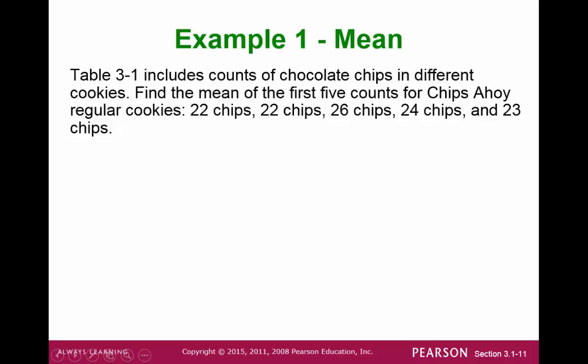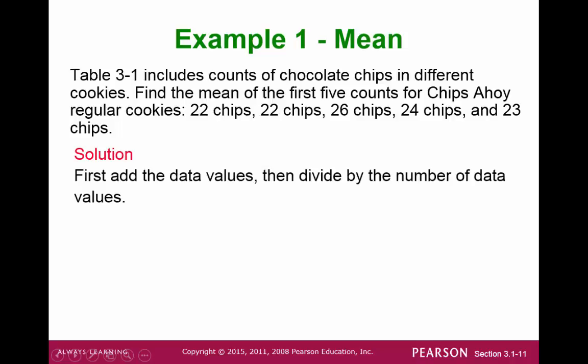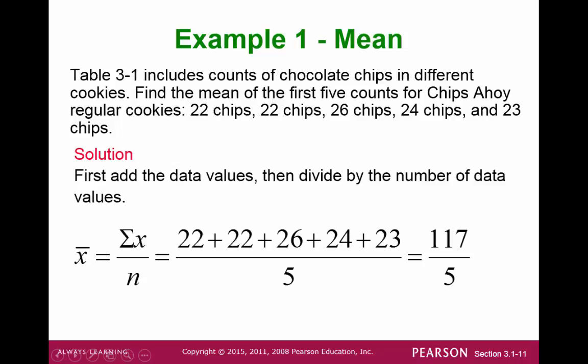Let's try an example. Here we have 5 numbers, 22, 26, 24, and 23. To find the mean, we add up the values, then divide. Using the formulas, we get 17 divided by 5, or 23.4 chips.